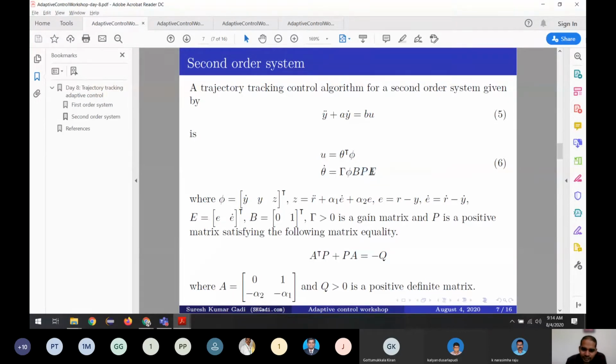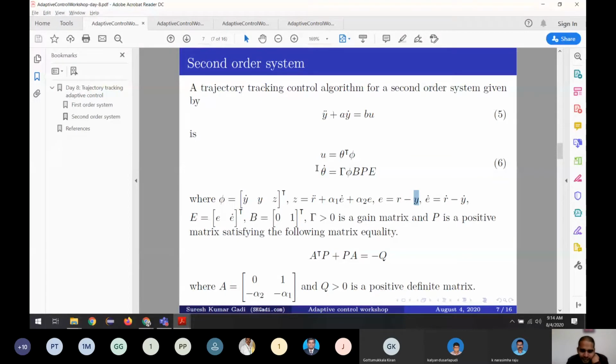Let us first talk about E. What is E? E is a column matrix, or a vector, with two elements. The first element is e, the difference between the desired value and the actual value, reference minus y. And e dot is the differentiation of this, so e dot is equal to r dot minus y dot. So this is the matrix E.